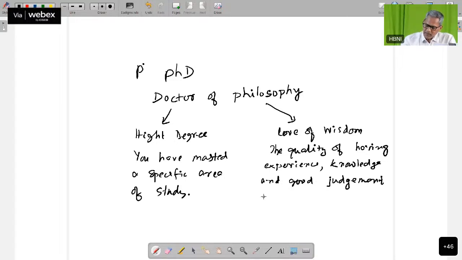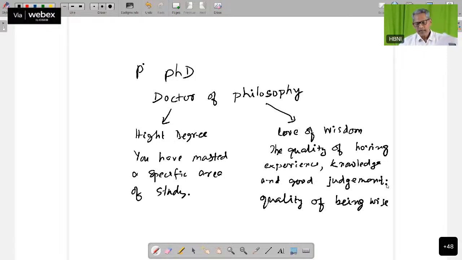Or you can say in short, quality of being wise. So PhD means it's the highest degree with a recognition that you have experience, knowledge, and good judgment. Or in short, the quality of being wise. That means you are a wise person. This is what is defined as a PhD.